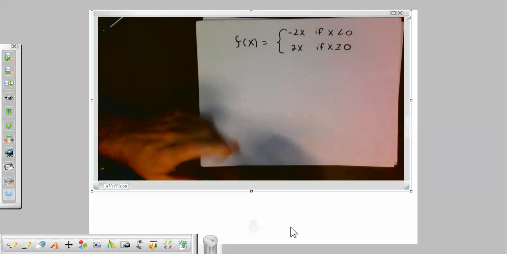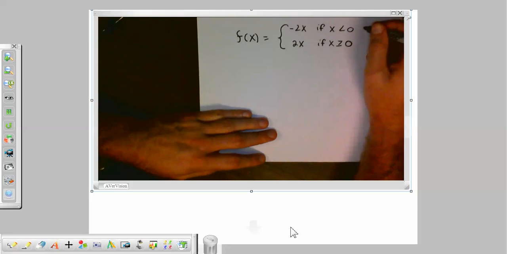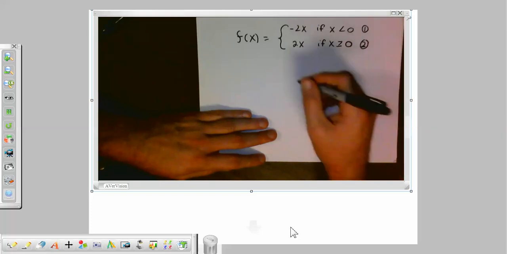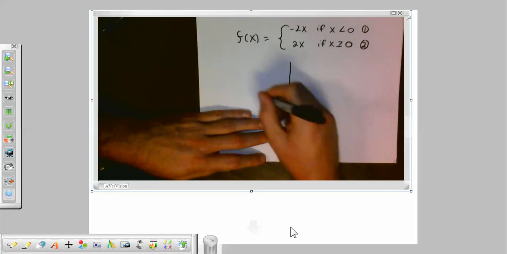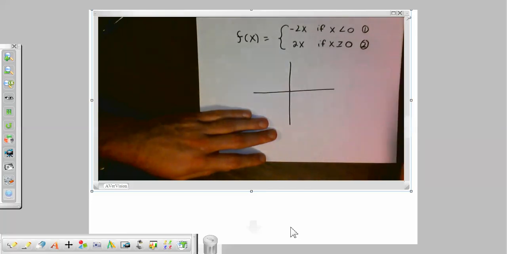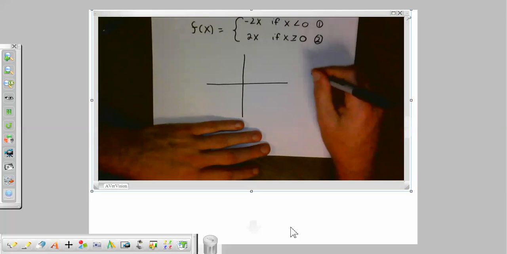Okay, so the first thing we're going to do for the piecewise function is graph two different lines. We're going to graph this line when x is less than 0, and we're going to graph this line when x is greater than or equal to 0. So let's start out by drawing a number line. Over here I'm going to make a table. First we're going to do case number 1.